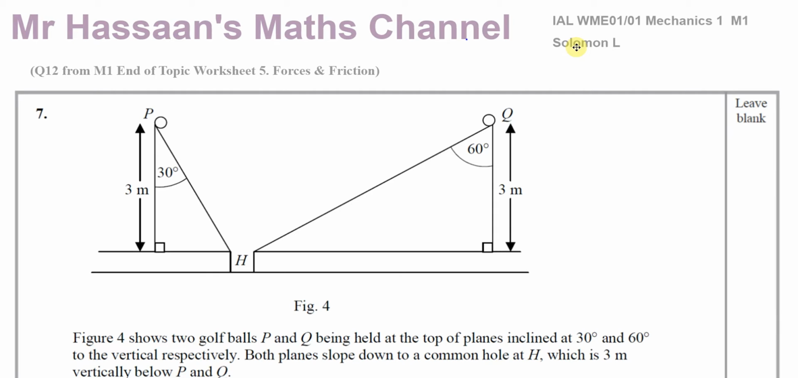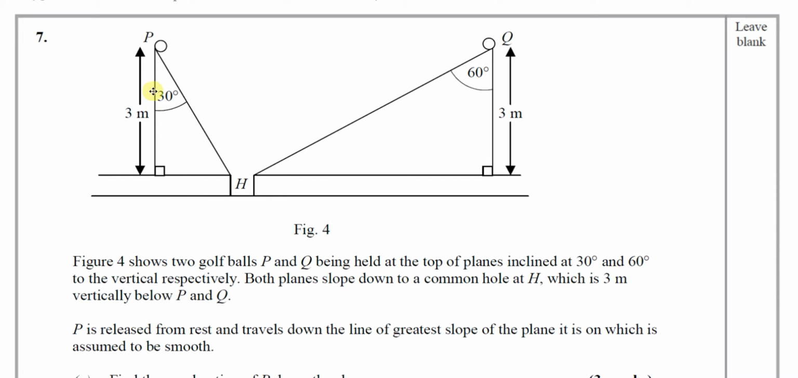I'm now going to be answering question number 7 from the Solomon L Mechanics M1 paper, which corresponds to question number 12 from my end of topic worksheet from chapter 5, Forces and Friction. Now this question is about inclined planes, and we're told that there are two golf balls P and Q being held at the top of planes inclined at 30 and 60 degrees to the vertical respectively. Both planes slope down to a common hole H, which is 3 meters vertically below P and Q.